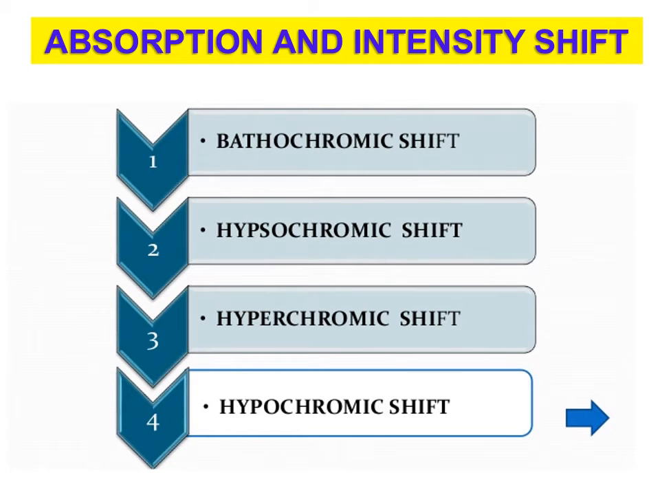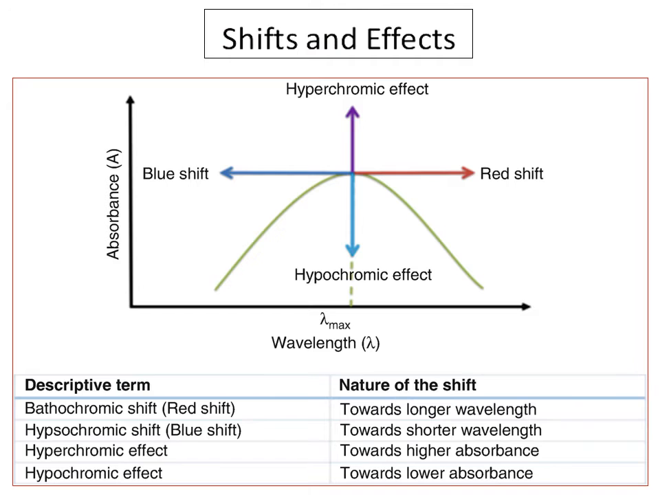So, absorption and intensity shifts. Here we are going to see four types of shift: bathochromic shift, hypsochromic shift, hyperchromic shift and hypochromic shift. One by one we are going to discuss.